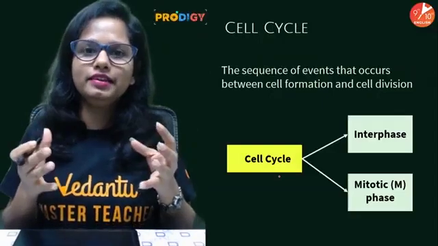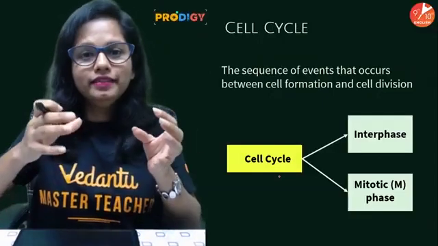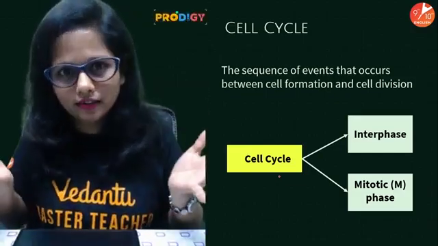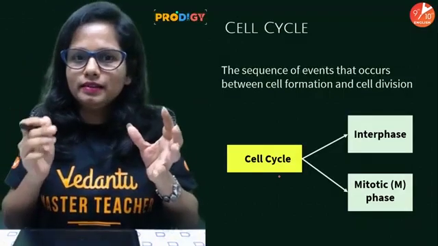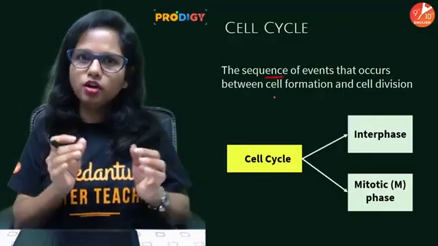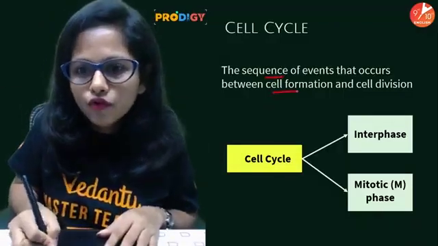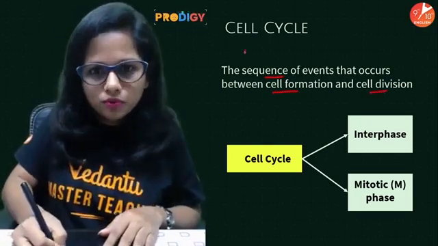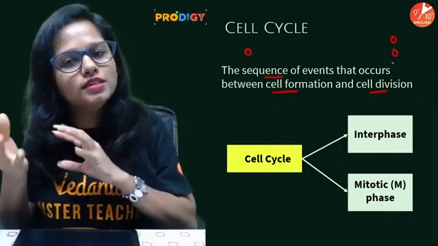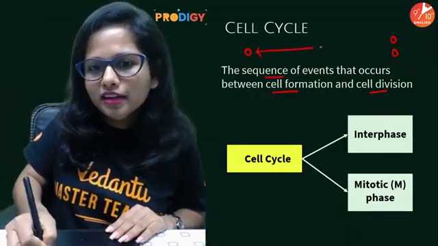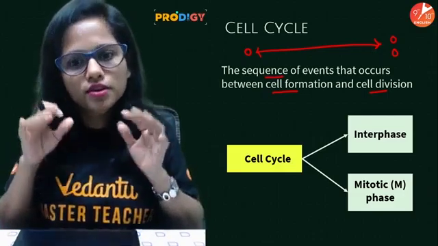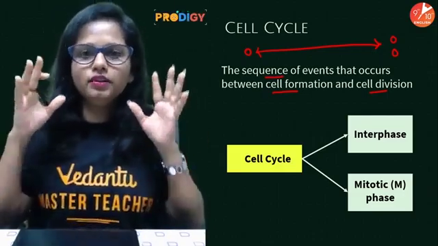So when I say that a cell is born, it will grow and then it will prepare itself to undergo cell division. And this is the cell cycle. To define a cell cycle, it is basically a series of events, a sequence of events that occurs between cell formation and cell division. Suppose here is a cell and here are the two daughter cells which are formed after cell division. All the events which fall between them are a part of the cell cycle. So it will include everything.